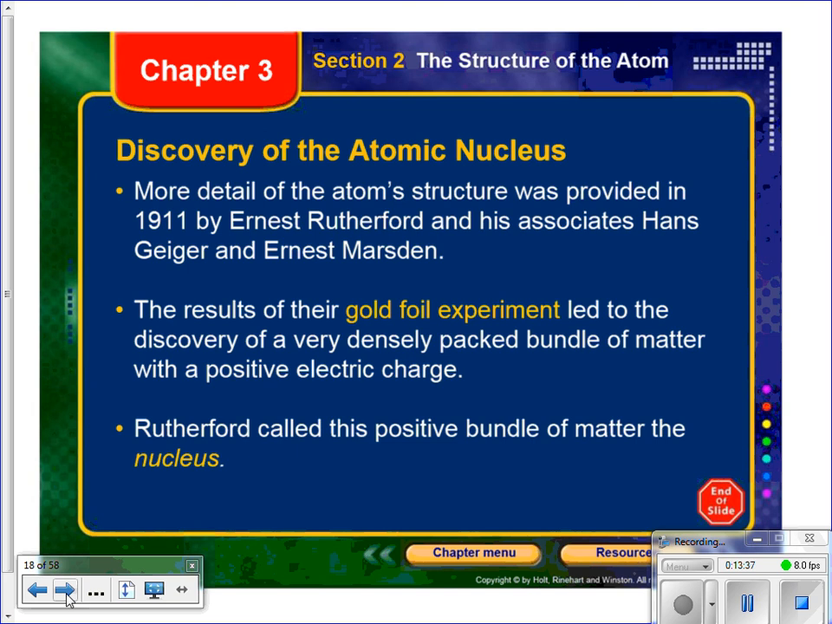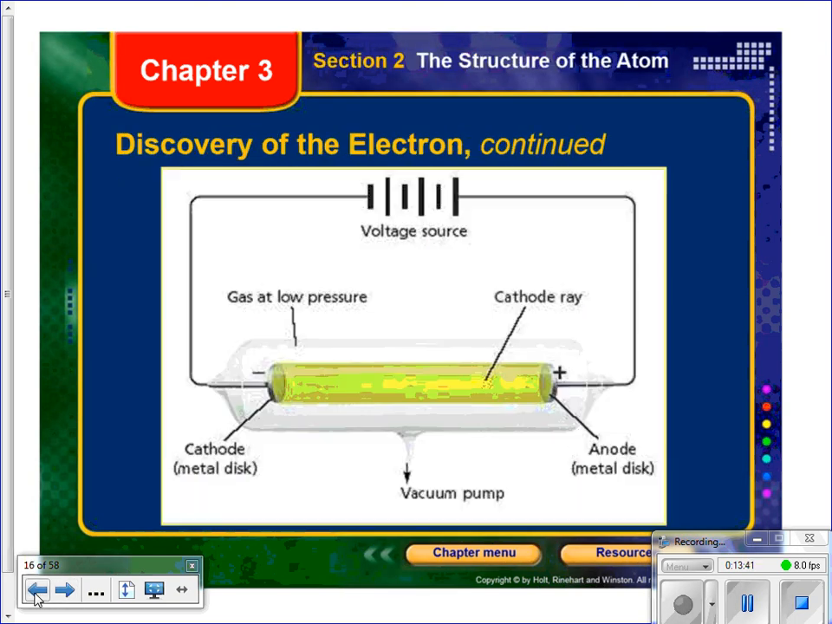Our next experiment, go back to this, J.J. Thomson's model of the atom, you'll know it as the chocolate chip cookie dough model. So we have an atom and our electrons are just randomly scattered throughout.